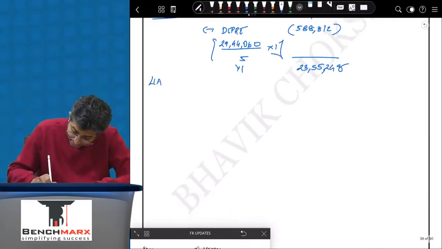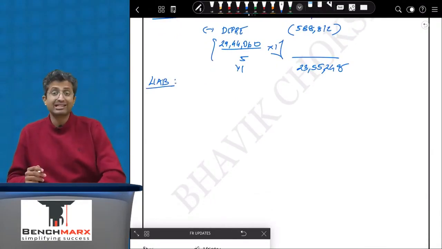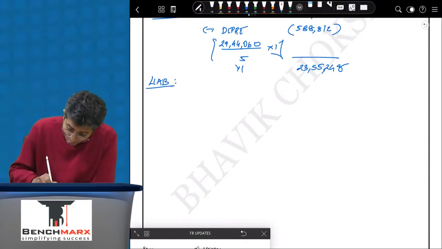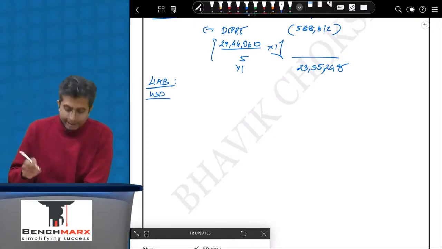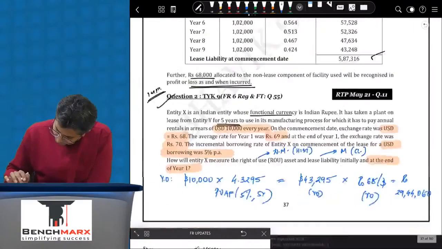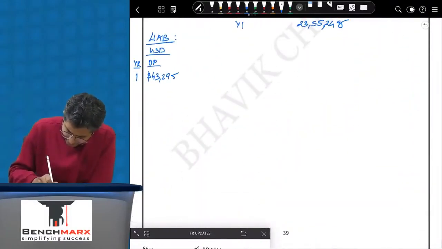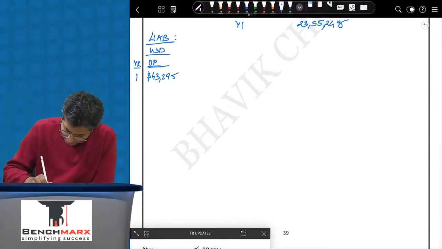Whereas when you look at the lease liability, the working will be very similar to what you do in financial instruments, which are measured, let us say, at amortized cost, along with a financial liability. What you do is you first do the working in USD and then convert each of those components into rupees. So when you look at the opening balances, for year 1 the opening balance is 43,295 in dollars. We have given the working at the top as per ICAI working. However, you can do the working that I'm suggesting over here as well.